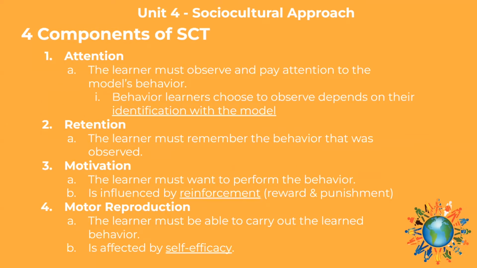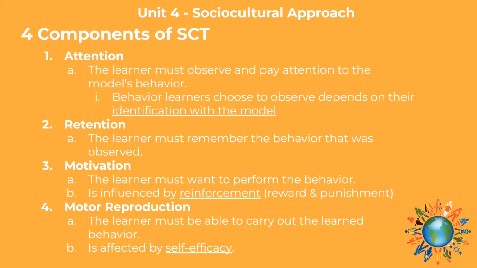The four components of social cognitive theory are attention, retention, motivation, and motor reproduction. Attention states that the learner must observe and pay attention to the behavior in order to learn it. People tend to identify with the model of the same gender, so they would most likely copy the behavior of the model that they look up to or the one that has the same gender as them.